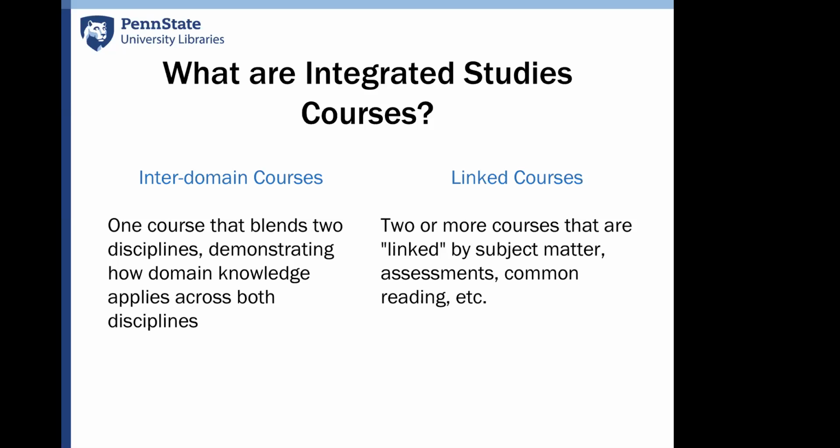On the other hand, we have linked courses. A linked course would be two or more courses that are linked together by subject matter, assessments, a common reading, or some other kind of shared content that goes with the students across the entire linked sequence of courses. So those are actually two separate courses that are linked by that common material.